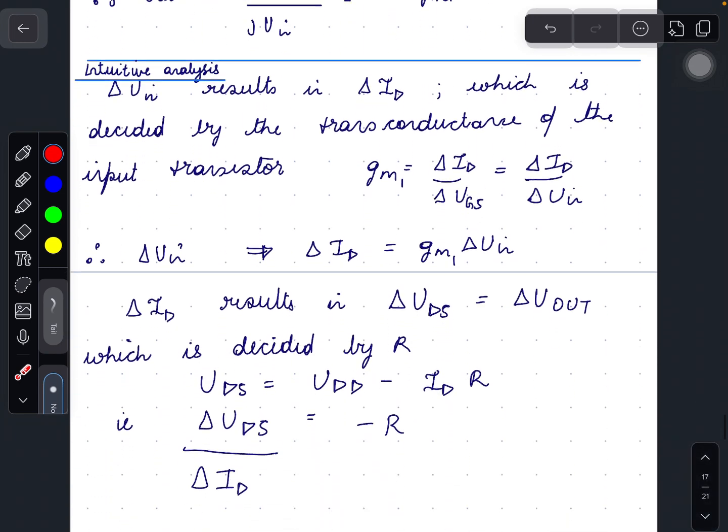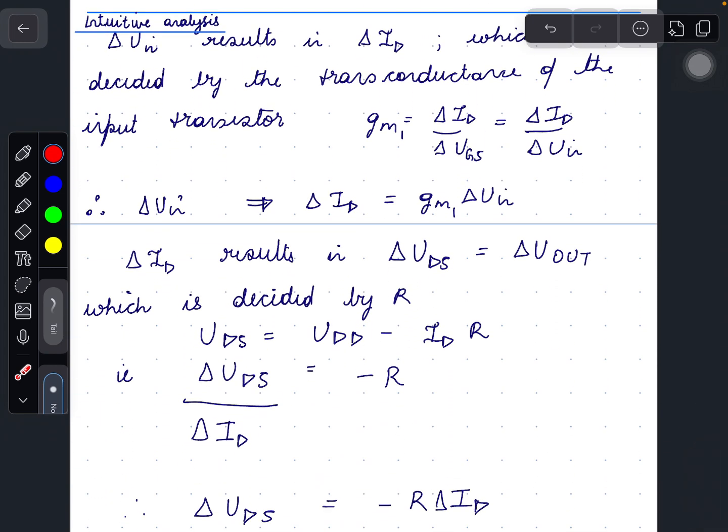The second method is the intuitive analysis. So delta U in, that is delta UGS, at the input of the NMOS results in delta ID, which is decided by the transconductance of the transistor, that is GM1, which equals delta ID by delta UGS. So delta ID equals GM1 times delta U in. Delta ID results in delta U out or delta UDS, which is decided by the resistor R.